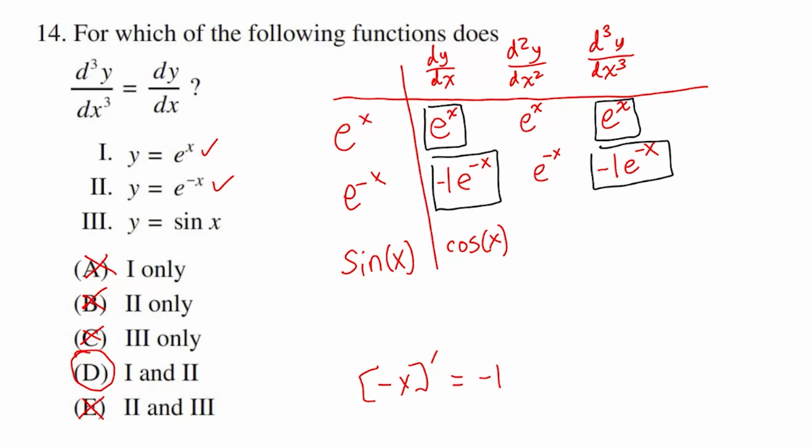The same thing goes for cosine. The derivative of cosine is negative sine. And finally, we need to take the derivative of negative sine, which is negative cosine. Here, the first and third derivatives are not the same. One's positive, one's negative. So that tells us that D definitely is the right answer.